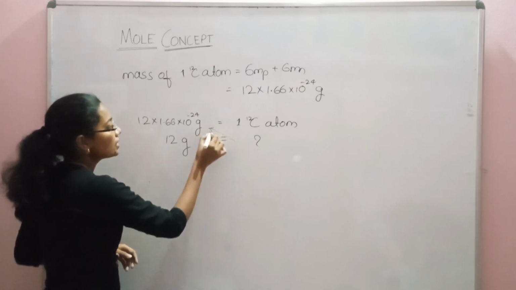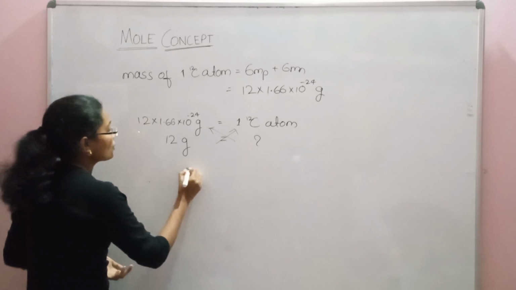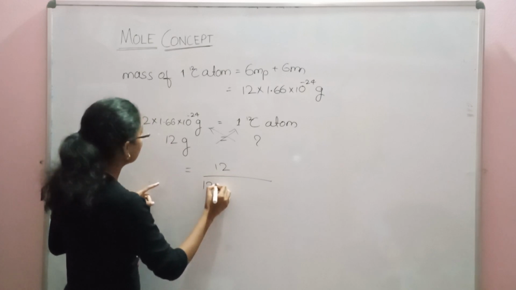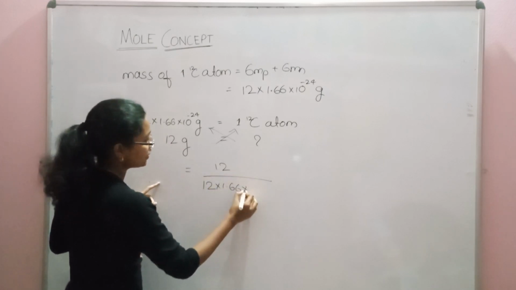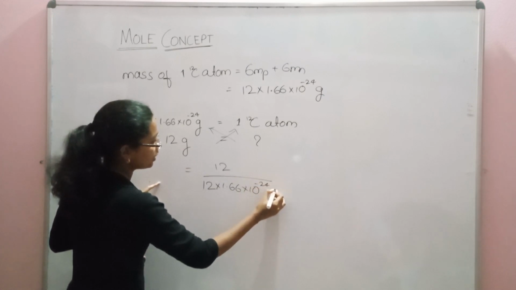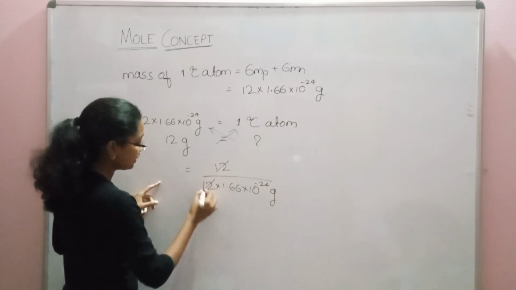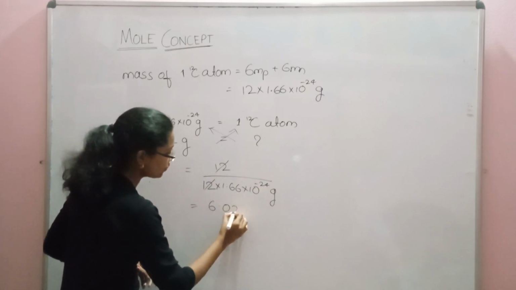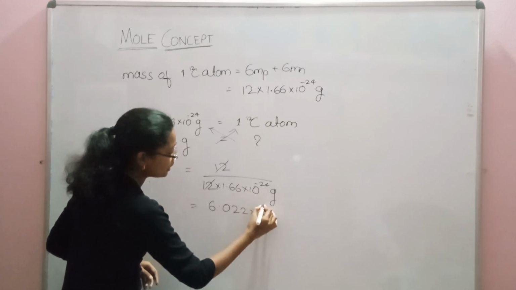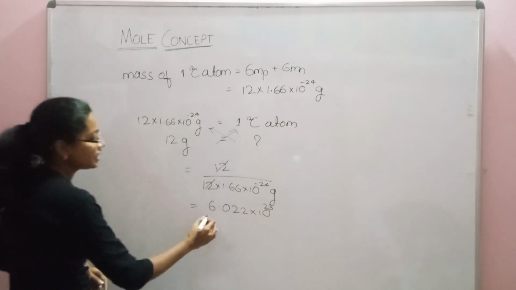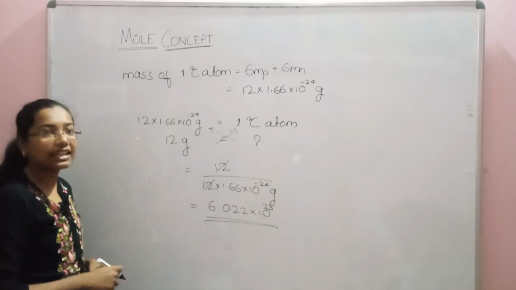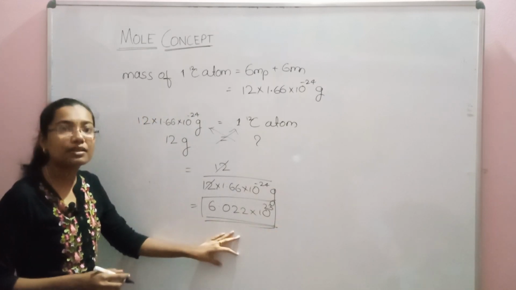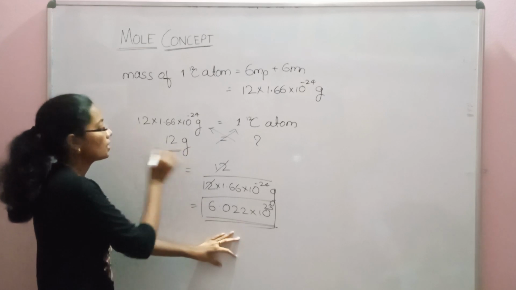This can be calculated simply by cross multiplication. So this is 12 divided by 12 into 1.66 into 10 to the power minus 24 grams. Here the 12 gets cancelled. When we simplify this, we'll get 6.022 into 10 to the power 23. So this is what we get at last. This is the number of atoms present in 12 grams of carbon.